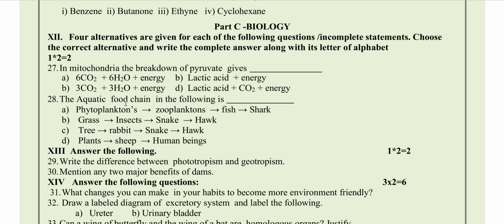Next, the aquatic food chain in the following is: phytoplanktons, then zooplanktons, and then later fish, and then shark, or grass, then insects, then snake, then hawk, tree, rabbit, snake, hawk, plants, sheep, human beings.